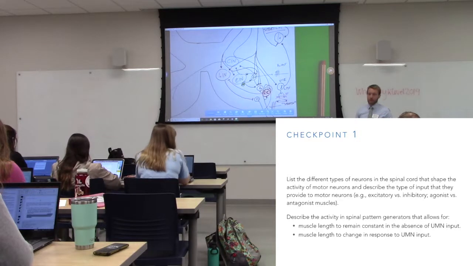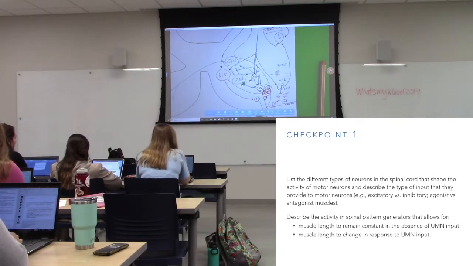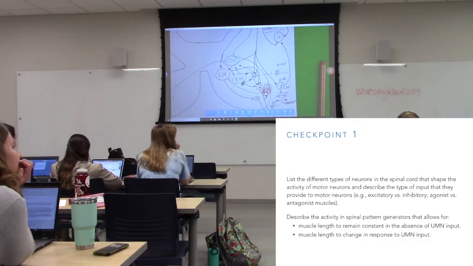When our extrafusal fibers contract, everything shortens. When our intrafusal fibers contract, the spindle stretches. Stretch plus contraction equals nothing in this case. This way we don't have our spinal pattern generators here canceling out the input from the corticospinal tract. Instead, they help drive that change. It's a beautiful system.